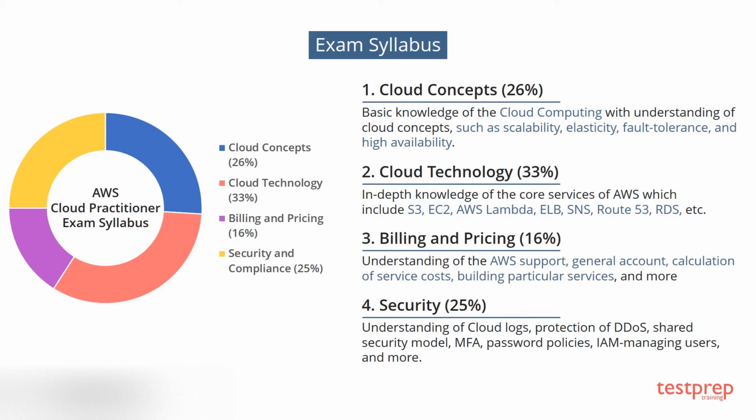4. Security. Security is another significant topic that you need to prepare well before attempting the AWS Cloud Practitioner certification exam, irrespective of your work profile. The exam comprises several questions on compliance, access management, and security. Some of the topics covered in the exam from this section include cloud logs, DDoS protection, shared security model, MFA, password policies, IAM managing users, and more. The exam consists of 25% of the questions related to compliance and security.